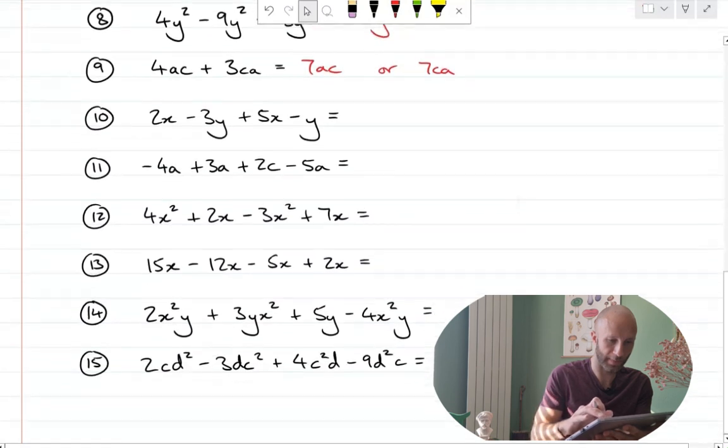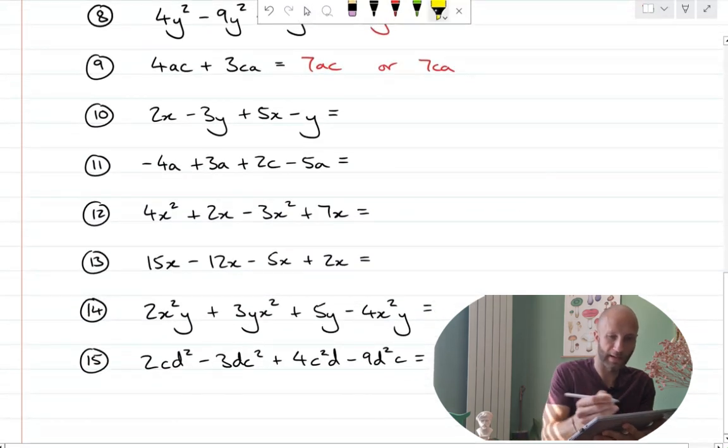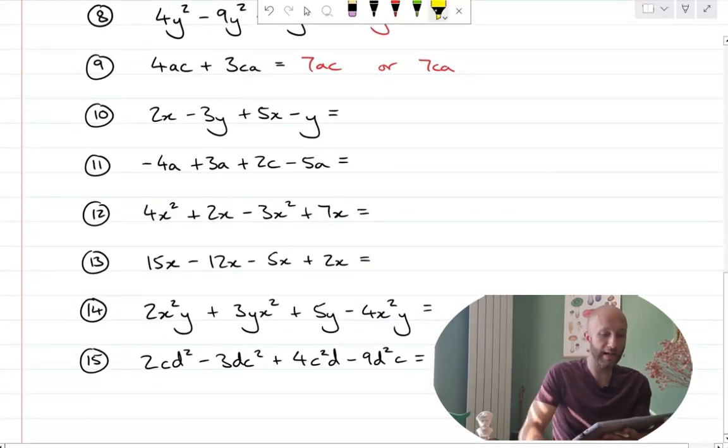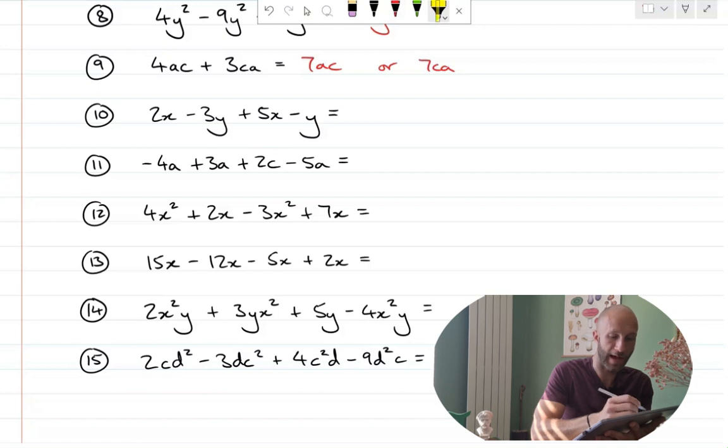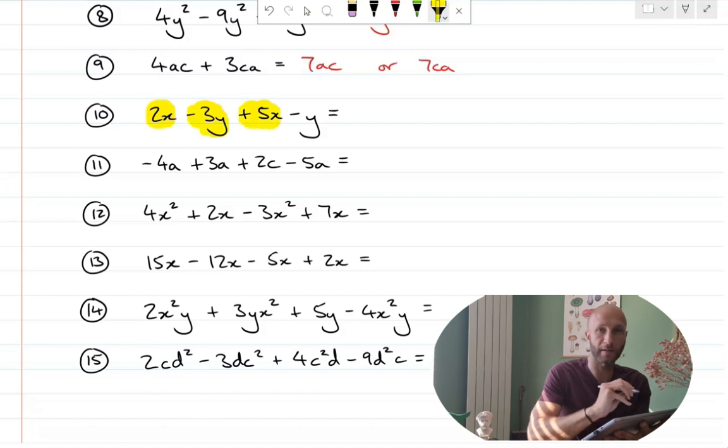Scroll down a little bit. So number 10, a little bit different, and the important thing here is that we focus on terms, and every term in maths has a sign. So by a term, I mean anything that has a number and a letter. So 2x is a particular term, minus 3y is another term, 5x is the kind of third term here, and minus y.